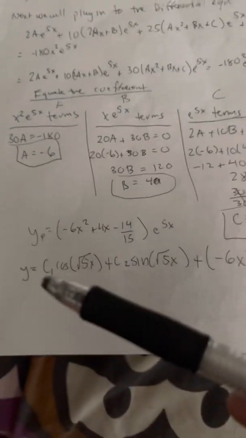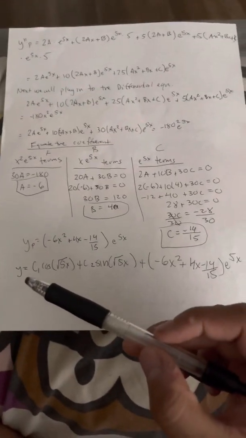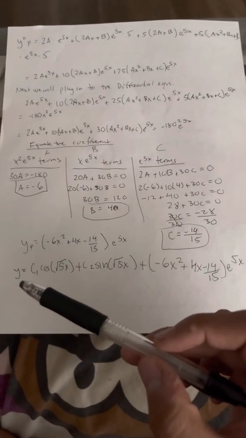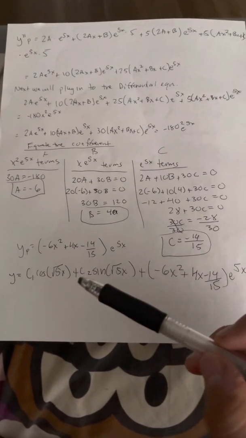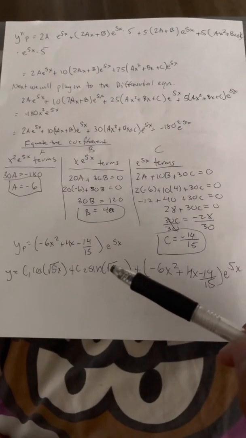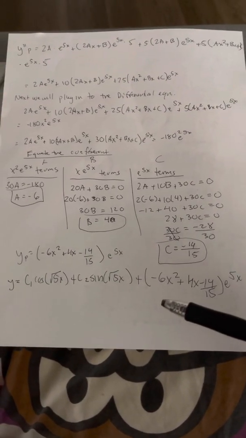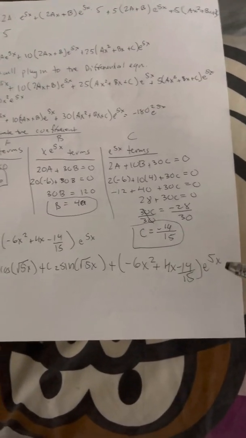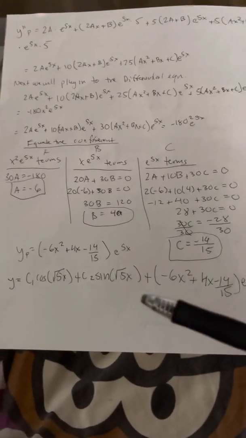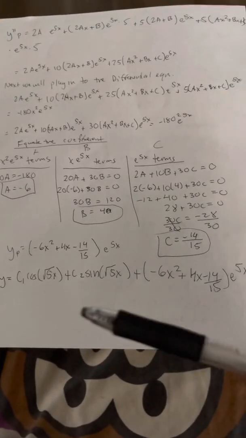And our final solution, not final equation, will be y equals c1 cosine square root 5x plus c2 sine square root 5x plus parenthesis negative 6x squared plus 4x minus 14 over 15 times e to the 5x. You can clean this up a little bit, but this is also an acceptable answer.